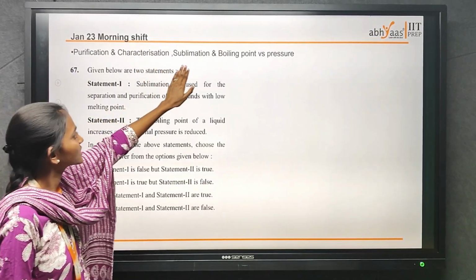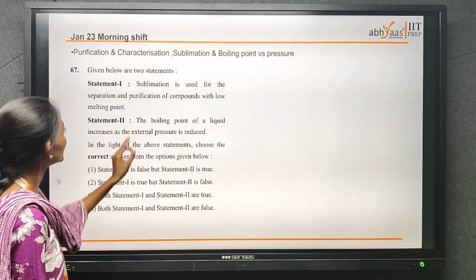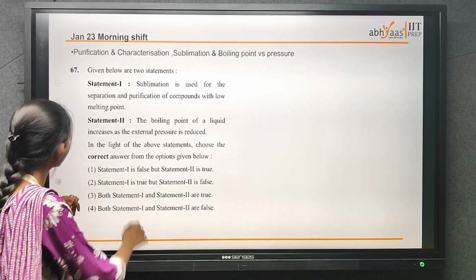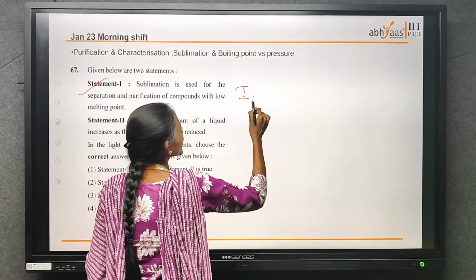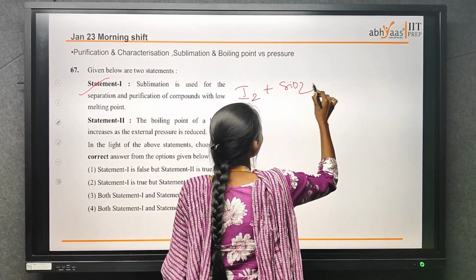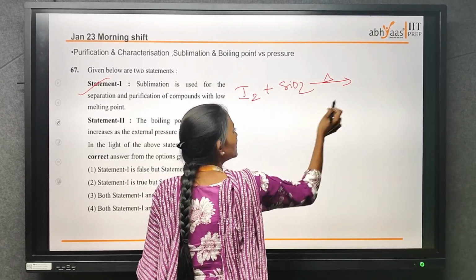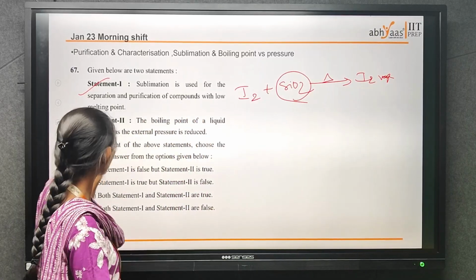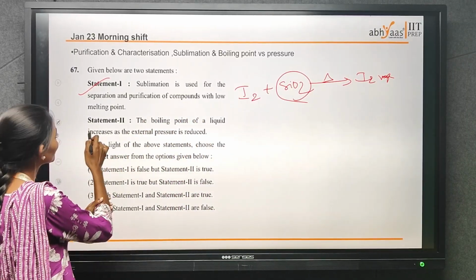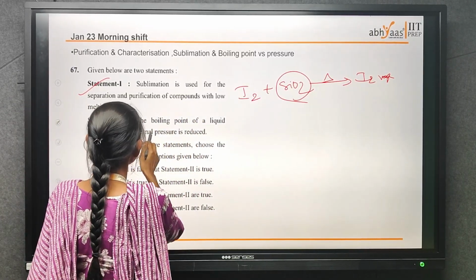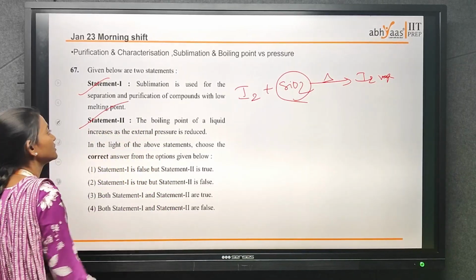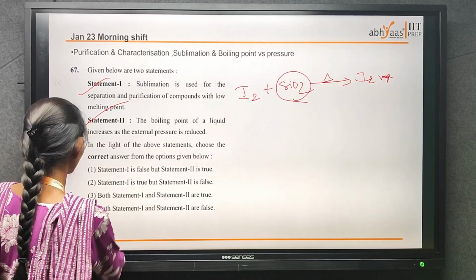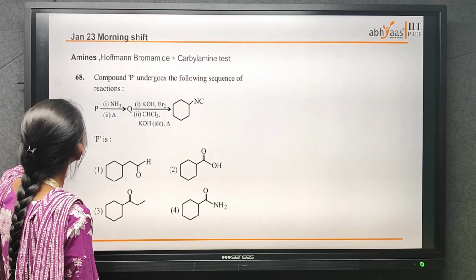From purification, characteristic sublimation, boiling point and vessels. Sublimation is used for the separation and purification of compounds with low melting point. Is it? Yes. See, I2 is mixed with silicon in the presence of heating. This I2 will be vaporized and the silicon will remain. So statement 1 will be correct. And moving on to statement 2, the boiling point of a liquid increases as the external pressure reduces. Yes, statements 1 and 2 are both true. So hence the option is both statements are true, option 3. And moving on to the next question.